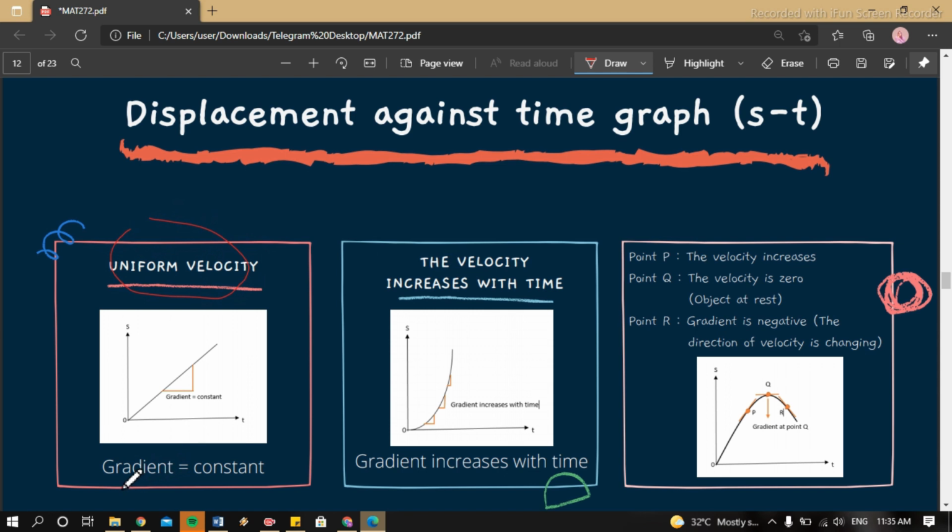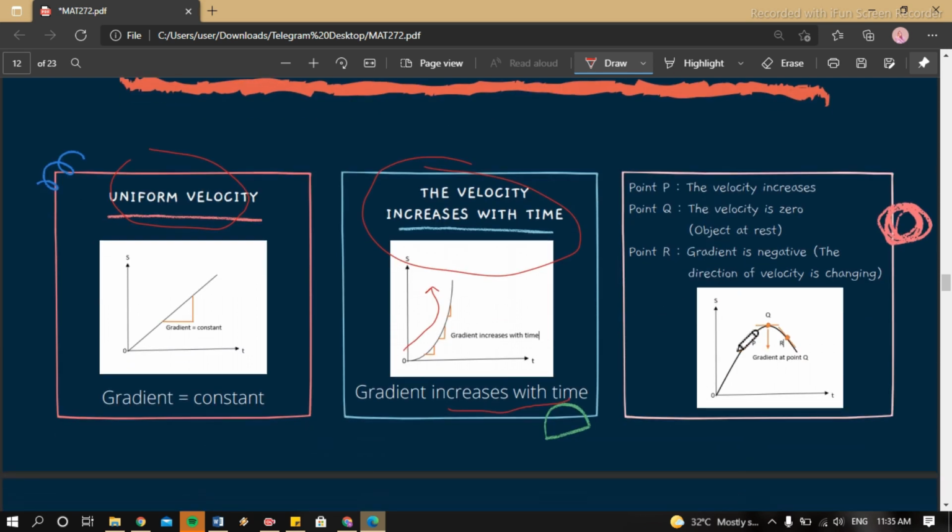Uniform velocity: gradient is equal to constant. The next one is the velocity increasing with time, so the gradient increases with time. The next one is at point P, the velocity is increased, while at point Q, the velocity is zero because the object is at rest. The next point is point R, where the gradient is negative because the direction of velocity is changing.